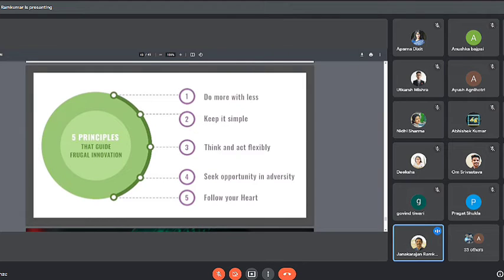Think and act flexible. You should always try to give add-on features to your existing system. Today you develop X, tomorrow it should have X plus delta X. So think and act flexible. Seek opportunity in diversity and follow your heart and not somebody else saying it. So you should have a passion. Heart means you should have a passion for the solution, and then you start developing it.